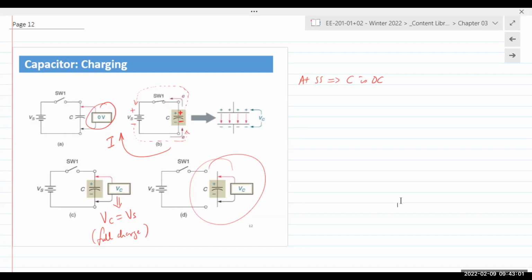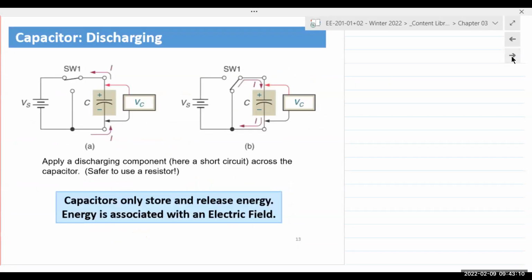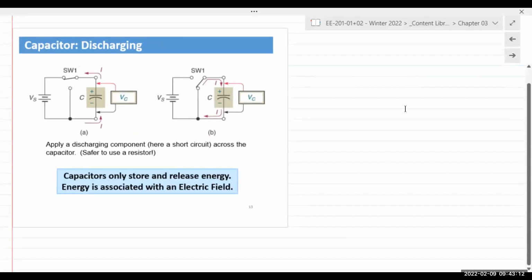Okay, and why is this important? Well, for an ideal capacitor, as I said, it will hold its charge indefinitely. But for a real life capacitor, if you want to discharge a capacitor, what do we need to do? If you have a charged capacitor and you short the two terminals, what happens?